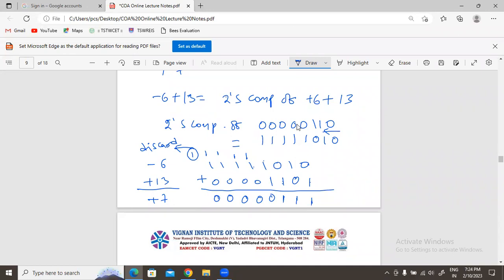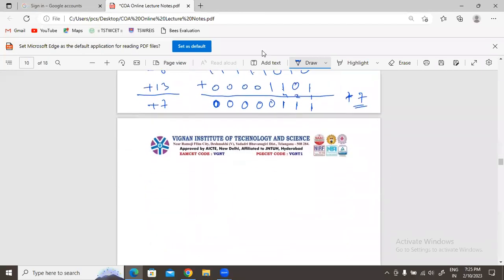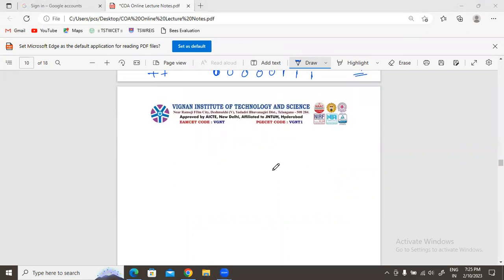Now, what is the total? See the MSB. The leftmost bit is 0, which means it is a positive value. Now, using 8421 code, 4 plus 2 plus 1 is 7. So now you got the same answer, which means the answer is correct. Are you following? Yes, sir. Okay.